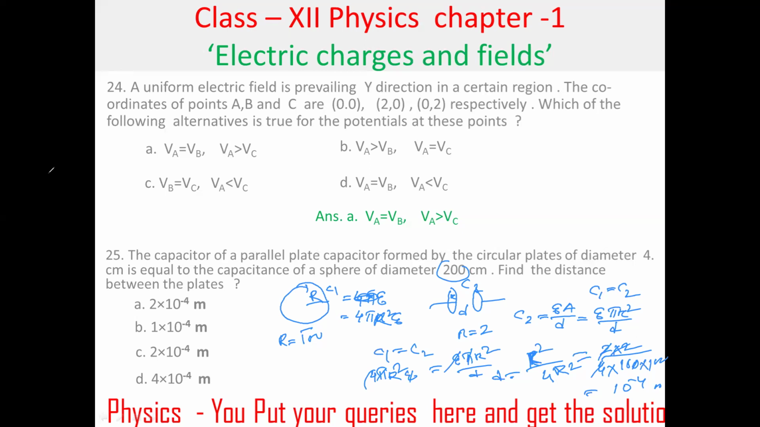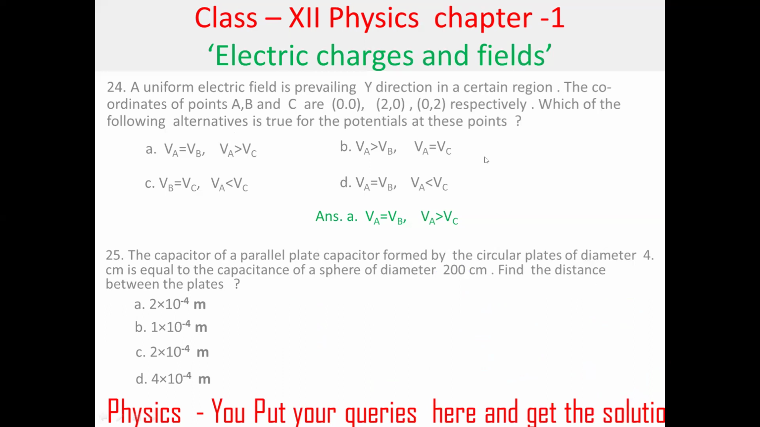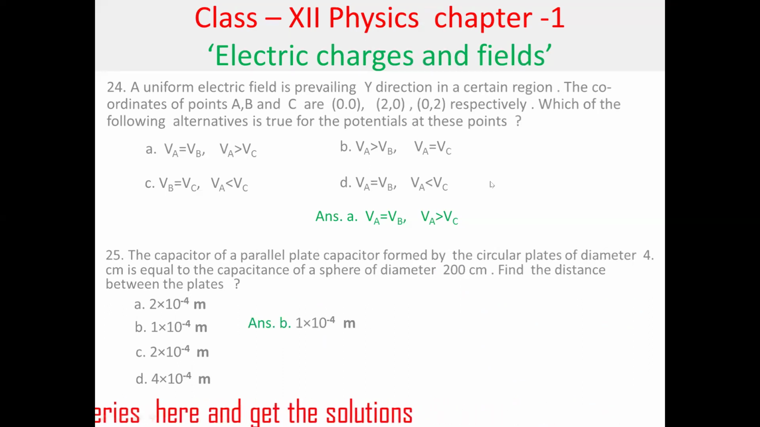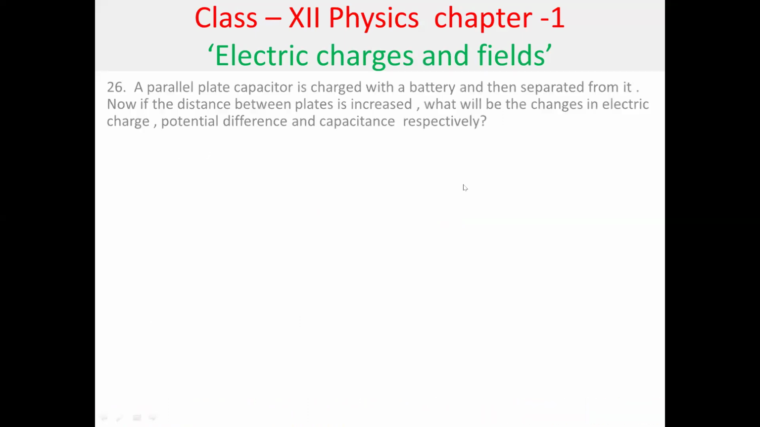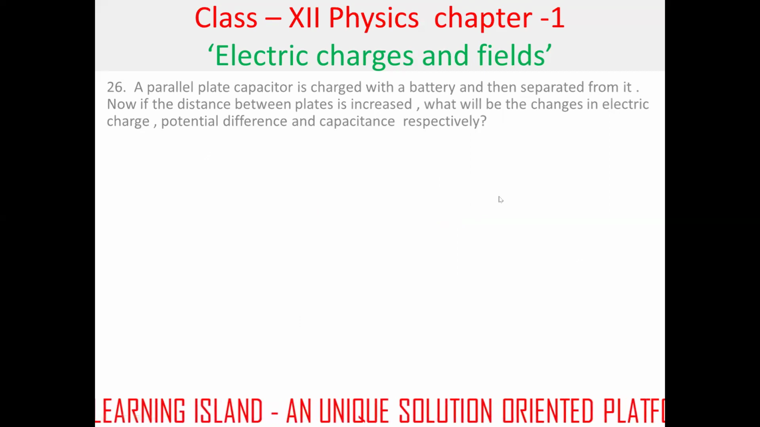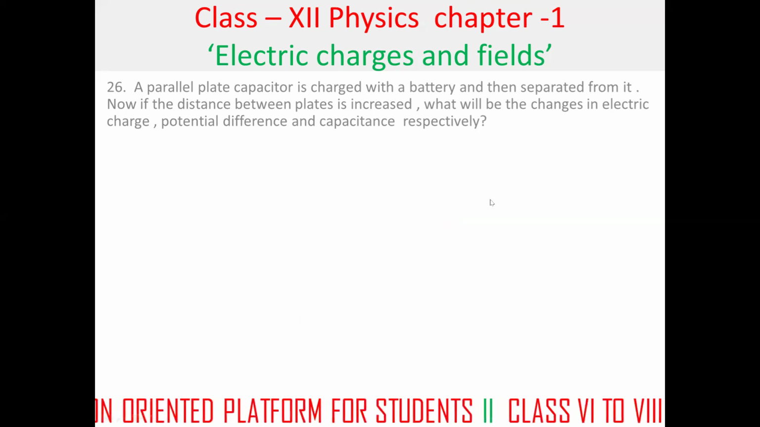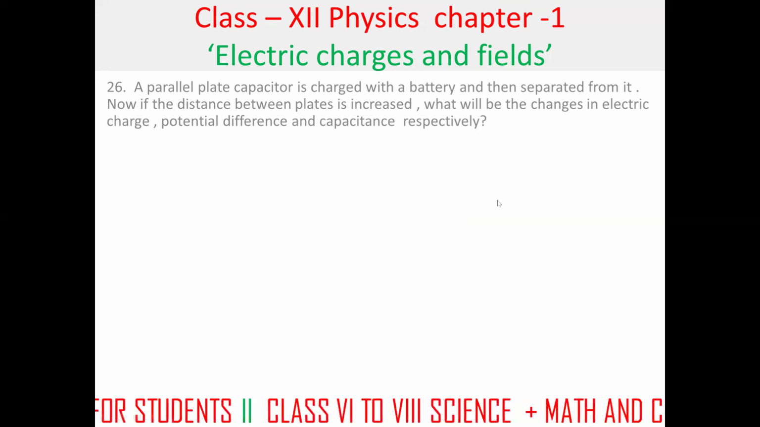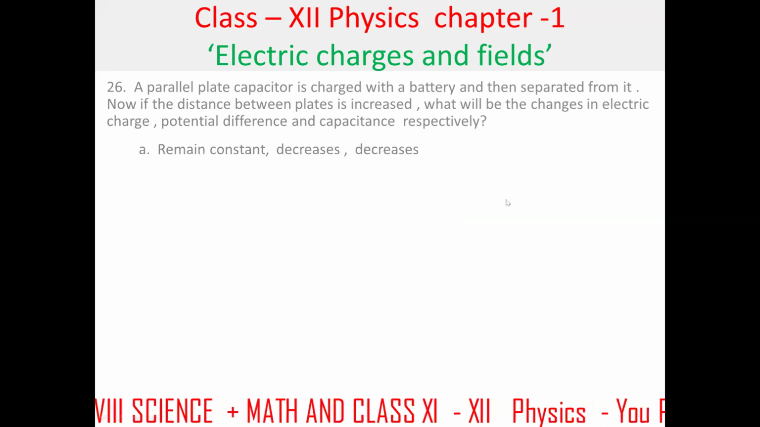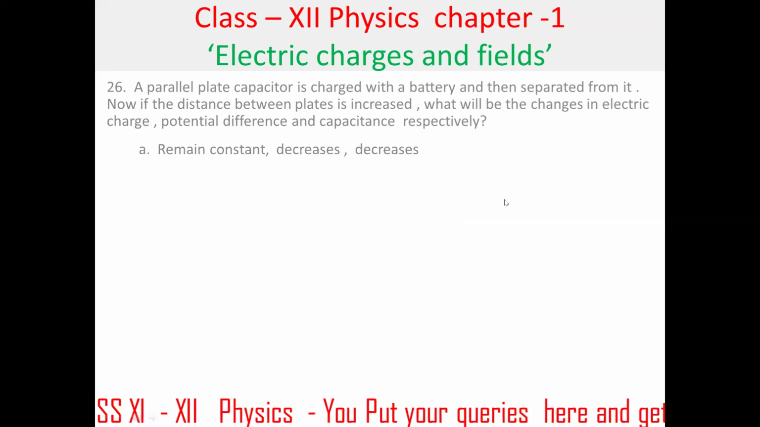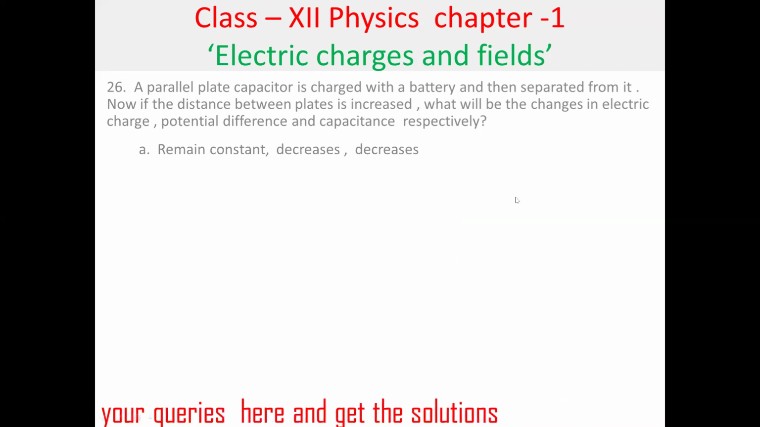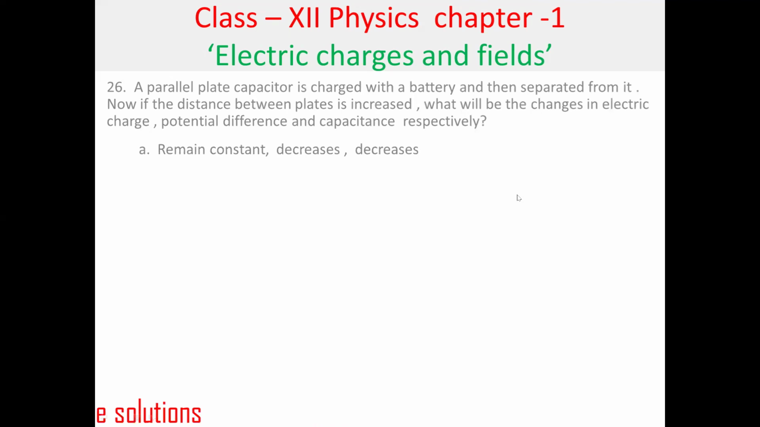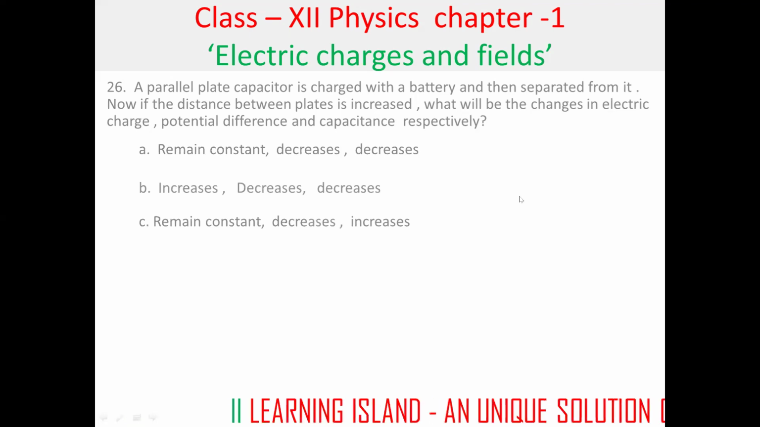Now come to the point. I hope it is clear to you. Now question number 26: a parallel plate capacitor is charged with a battery, then it is separated from it. Now if the distance between the plates is increased, what will be the change in electric field, electric charge, potential difference, and capacitance respectively? I have already explained this, so I am showing you the answer directly.